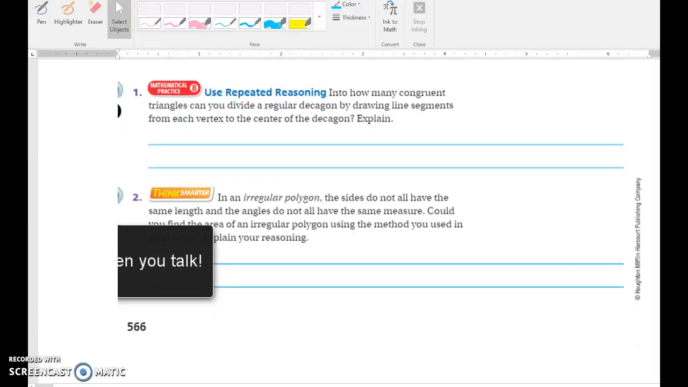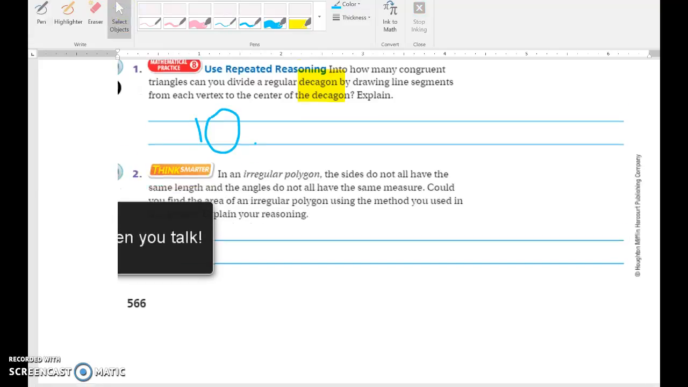Okay, so now in terms of using our reasoning, they just want to know how many congruent triangles in a decagon, right? So before I said the rule, pause the video, make sure you can answer this question without me telling you, and then write the answer down. Yep, you guessed it. The answer is 10 because the number of triangles is equal to the number of sides.